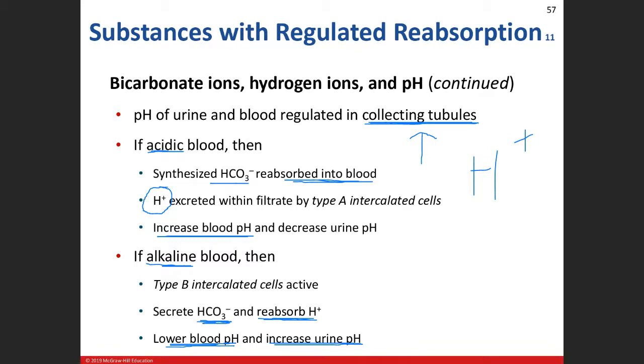But you do need to know the cell types. So acidic blood, easy to remember. We're going to deal with type A intercalated cells, all right? A for acidic, type A. And then if our blood is too basic or alkaline, I just remember basic, B. We're going to deal with type B intercalated cells, okay?